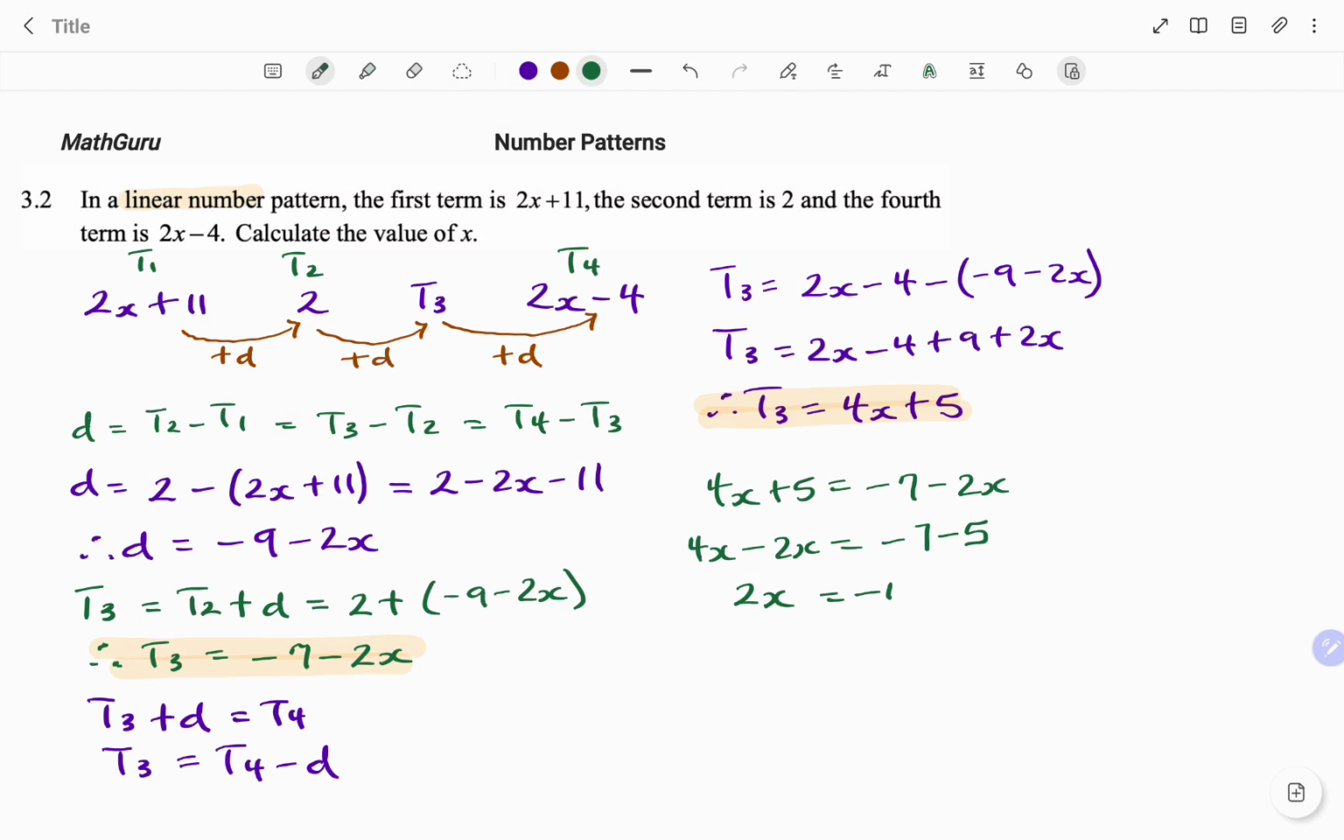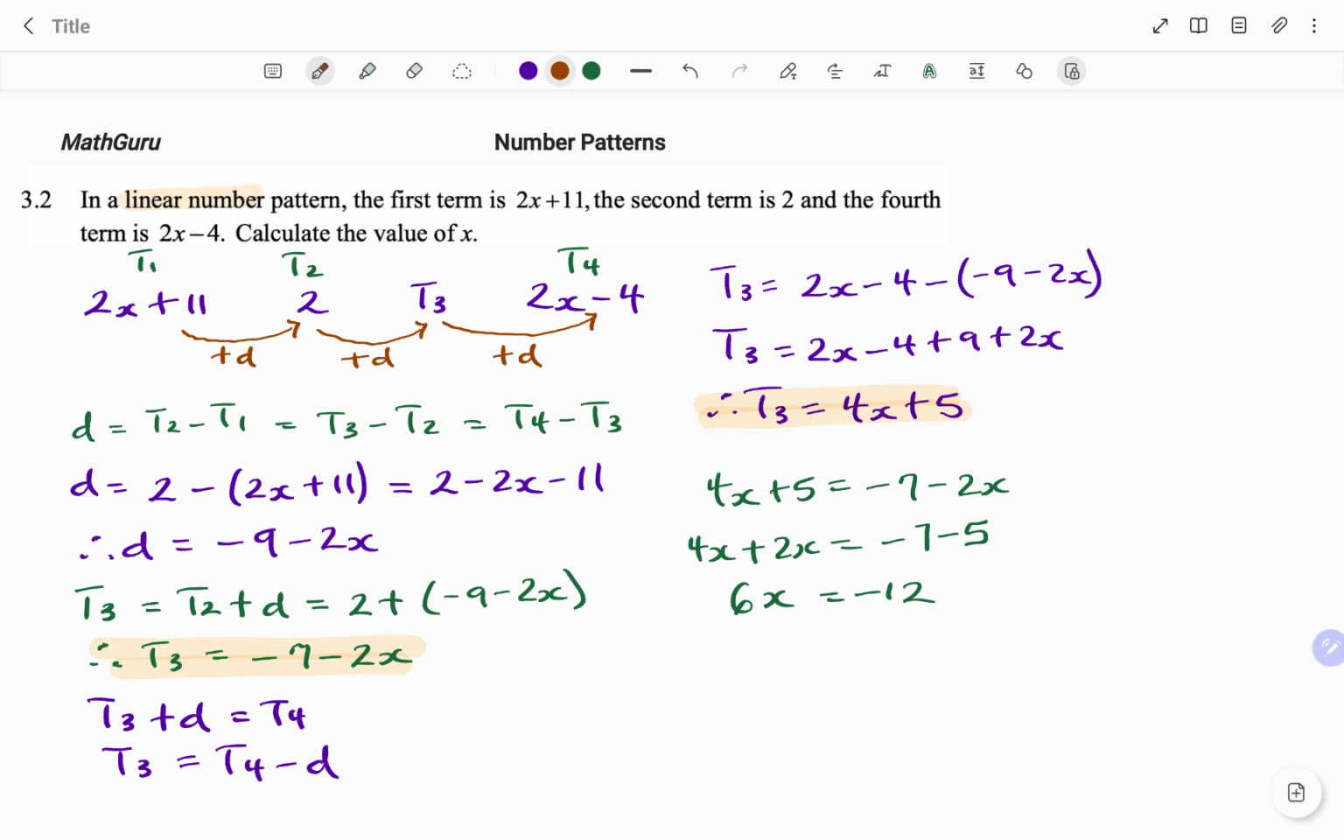I'm going to make a quick correction. When I'm moving my negative 2x to the left hand side, it's a positive value. So I'm going to adjust that quickly. So I have 6x on my left hand side. Every time you have a term moving across the equal sign, the sign must change. So it's 4x plus 2x equals negative 7 minus 5.